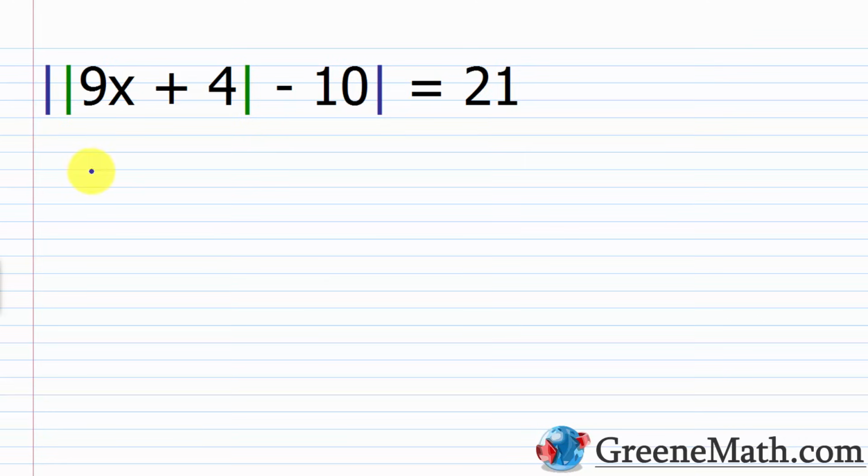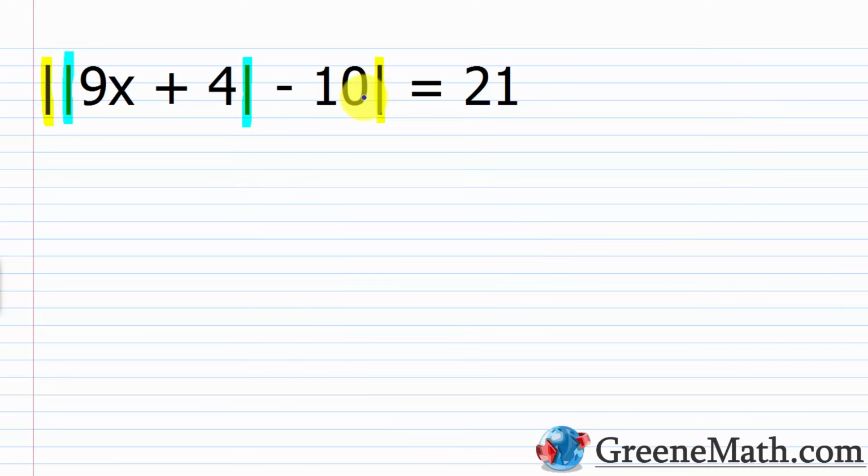So suppose we had something like the absolute value of, you have the absolute value of 9x plus 4 minus 10, and this is equal to 21, okay? So notice that you have an outer absolute value operation, and then let me highlight this in a different color. You have an inner absolute value operation, okay? So the way you attack this problem is you first consider the larger absolute value expression, the one that surrounds the entire left side of the equation, the one that I highlighted in yellow.